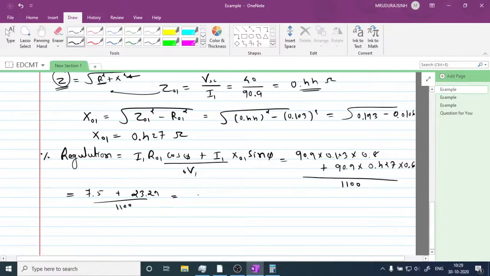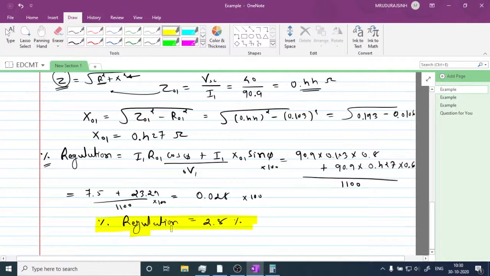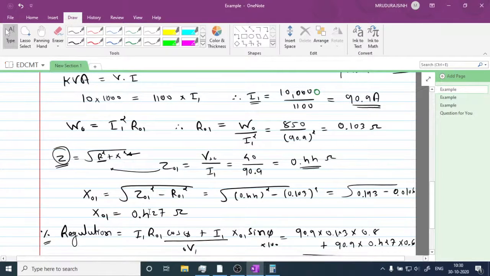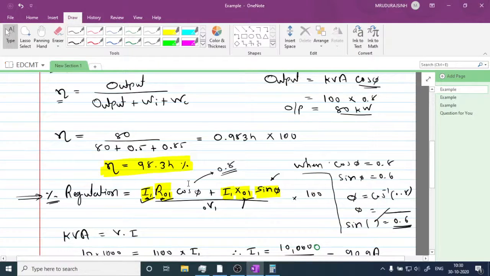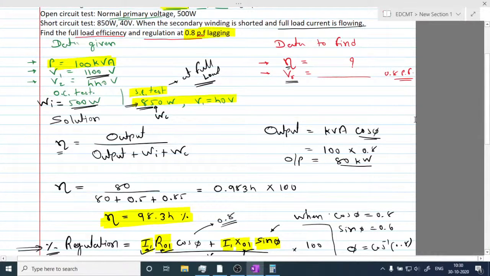So it's 0.028. It is percentage regulation, so over here we need to write multiplied by 100. Over here also it's multiplied by 100, and over here it's also multiplied by 100. So finally we get the percentage regulation is equal to 2.8%. So this is our another finding. So this is how you can calculate the percentage regulation and the efficiency of the example. Just go through this example. This is the solution of this example.